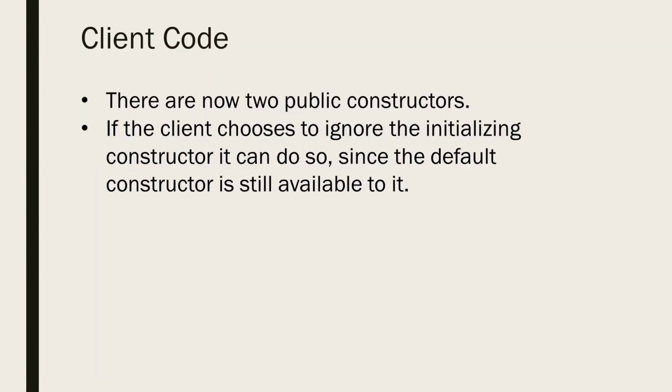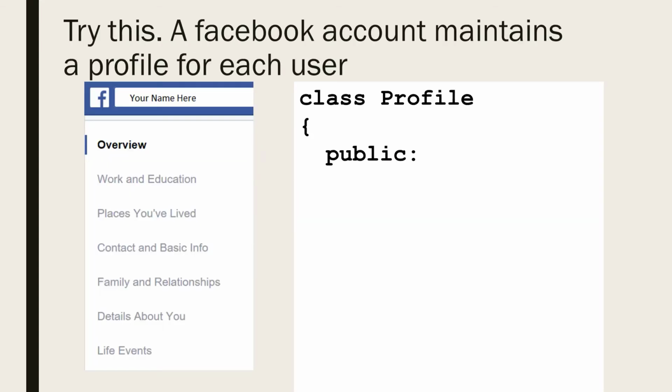So the main program, we call that the client. The client code has several options. It can construct things using the default constructor or the initializing constructor. Now let's take a look at an example.